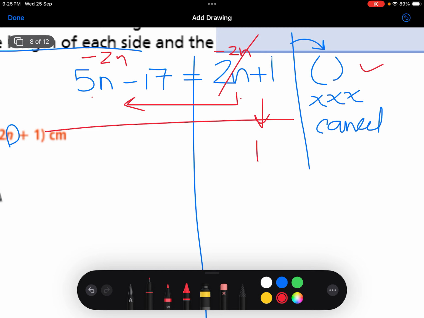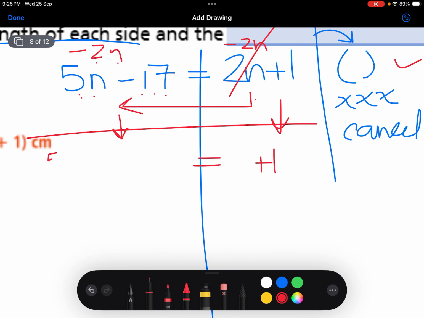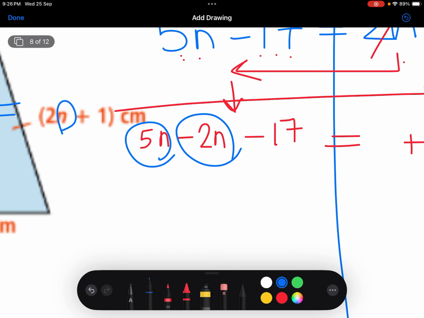Here, 1 positive is left. Here, 5n minus 2n minus 17. Let's write it down. 5n minus 2n minus 17. Yalla, I'm not done yet. I still have to combine my variables. Since they are on the same side, I can combine them. If you get confused, write 5n positive, right?